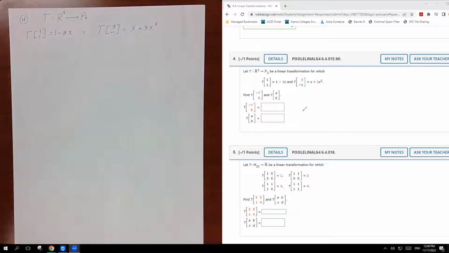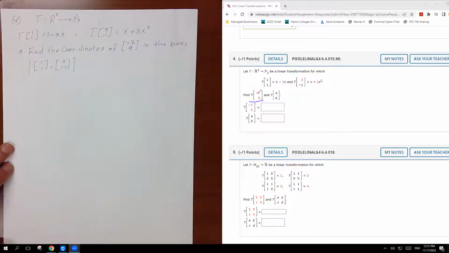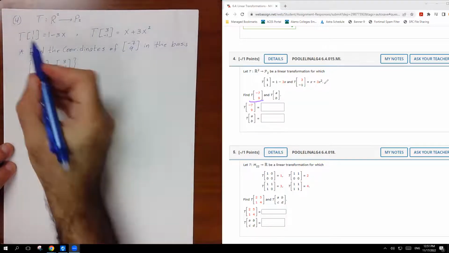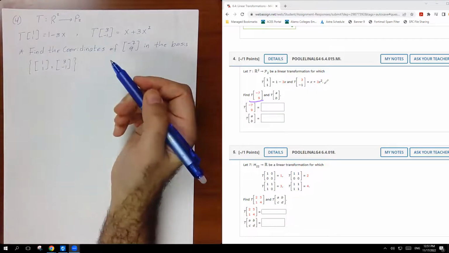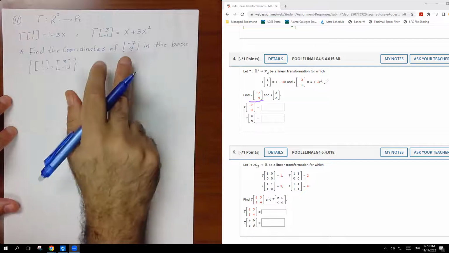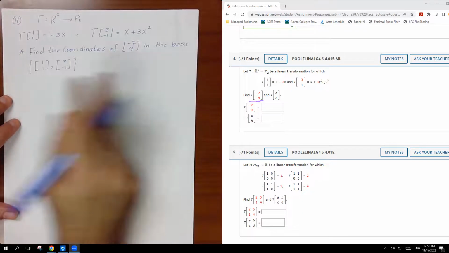The first thing with this example, we need to find the coordinates of this vector, because that's what we need to find, the first part. So let's check how we're going to solve this one. The first step, I'm going to find the coordinate vector. So the first thing, we need to find the coordinates of (negative 7, 9) in the basis (1, 1), (3, negative 1). So here is the basis, the first column, and here is the second one, (3, negative 1). So that means we need to find the scalars.